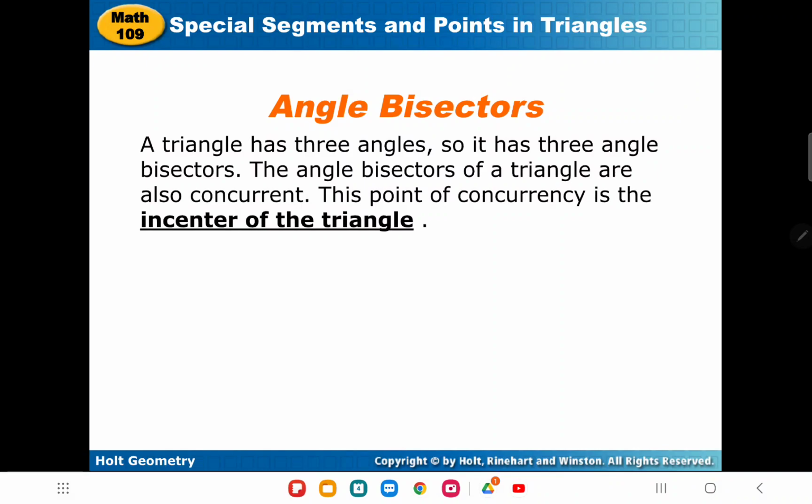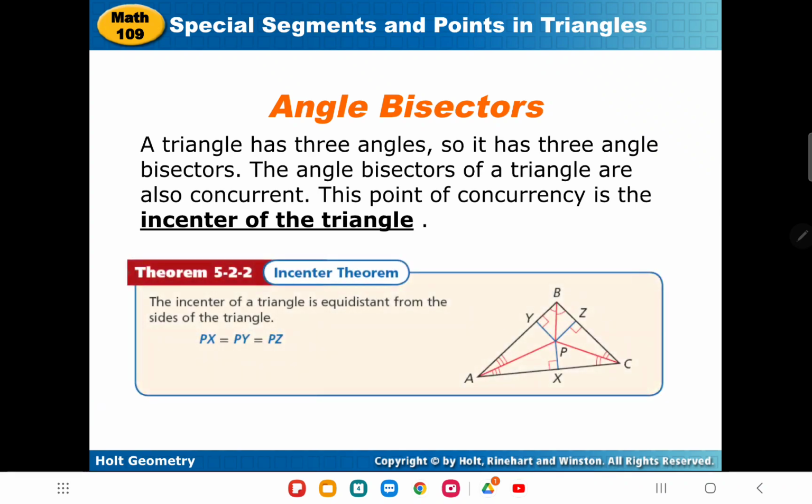Next up are the angle bisectors. A triangle has three angles, so it has three angle bisectors. The angle bisectors of a triangle are also concurrent, and this point of concurrency is called the incenter of the triangle. Now, it's good to know that the incenter of a triangle is always located inside, just like its name, incenter.